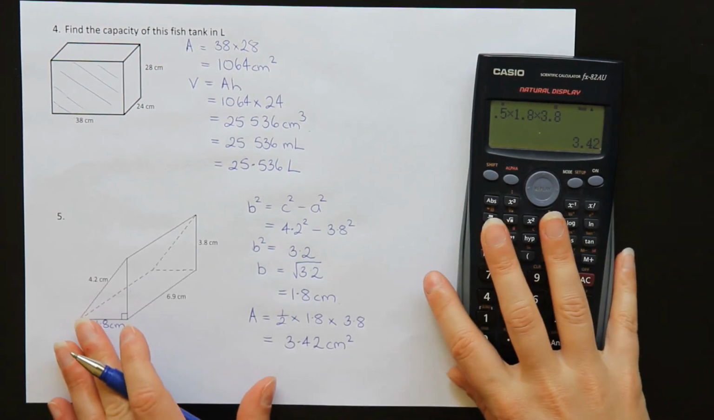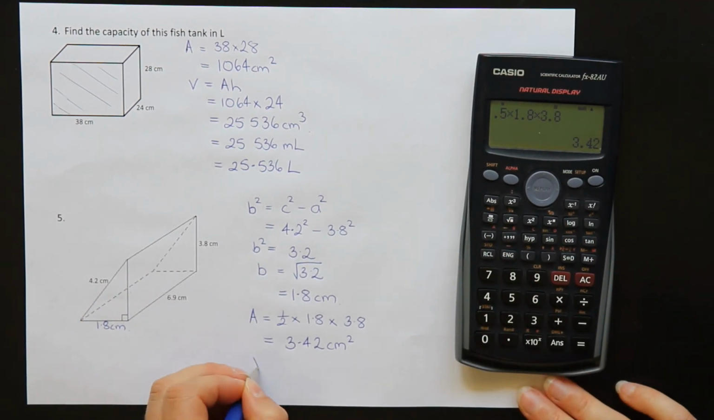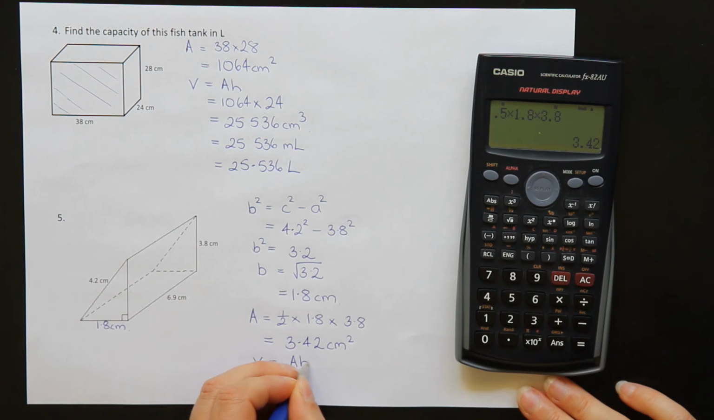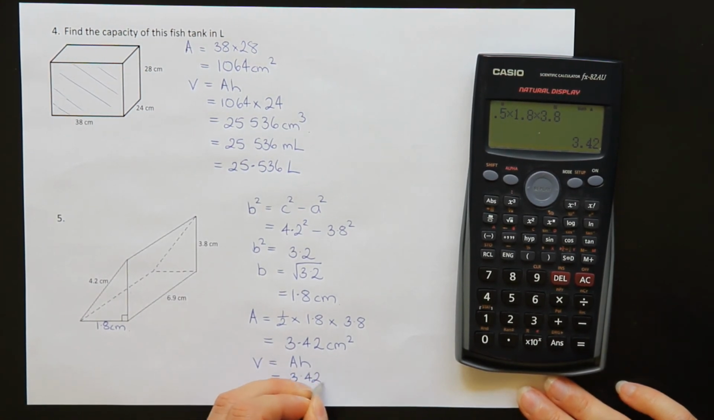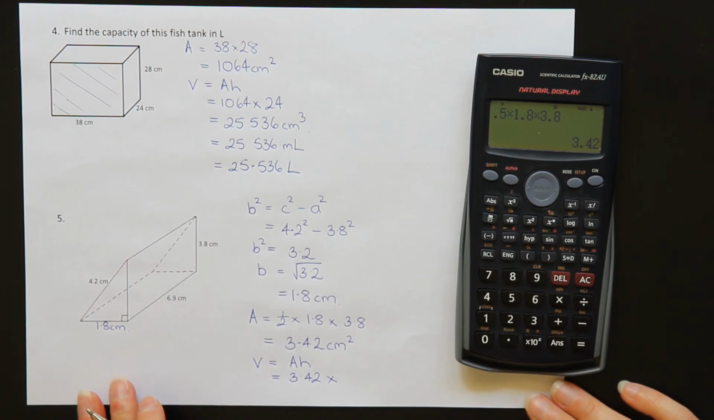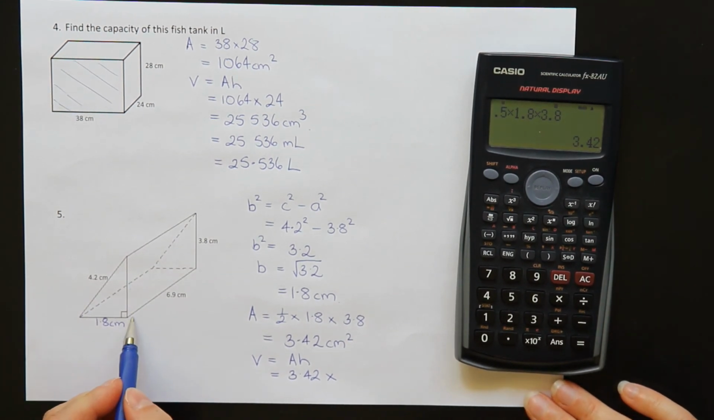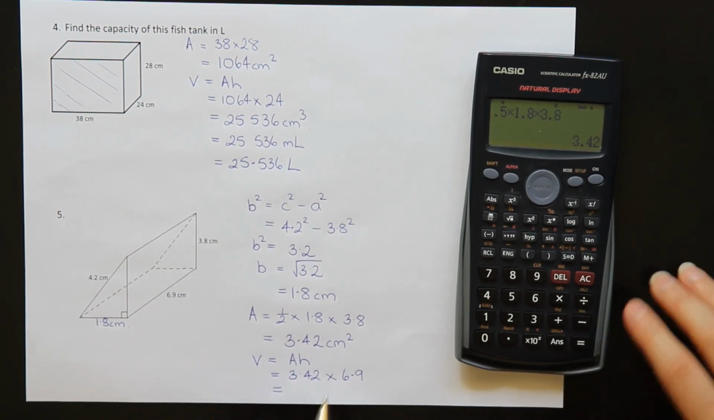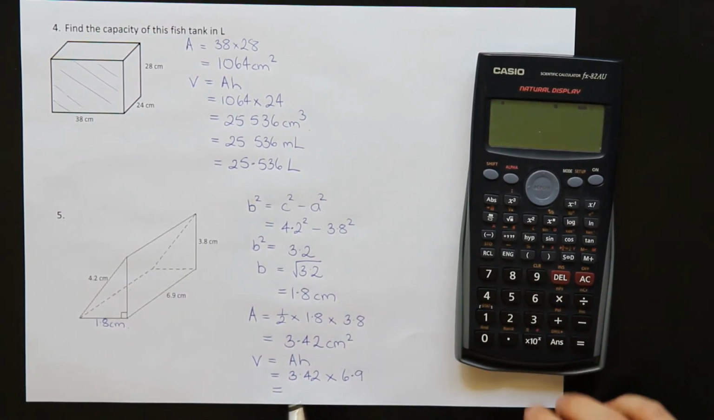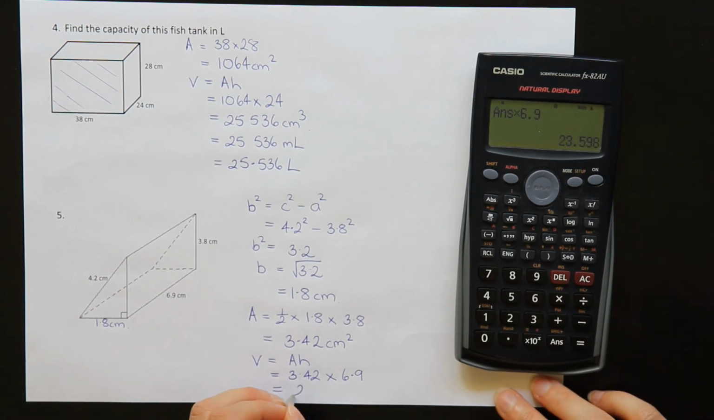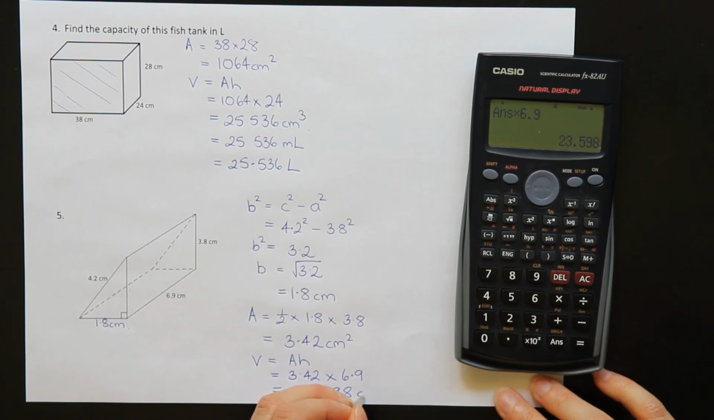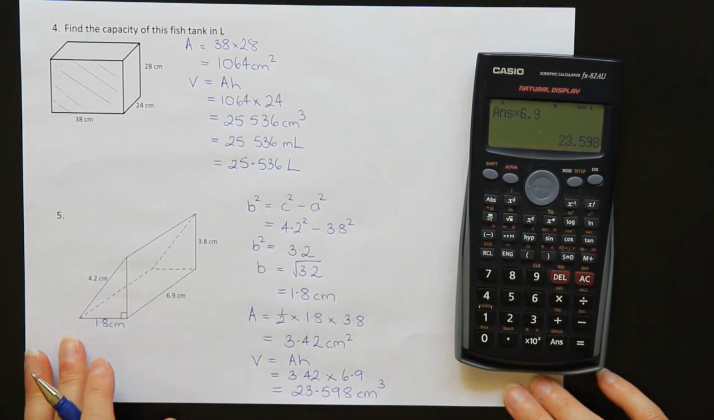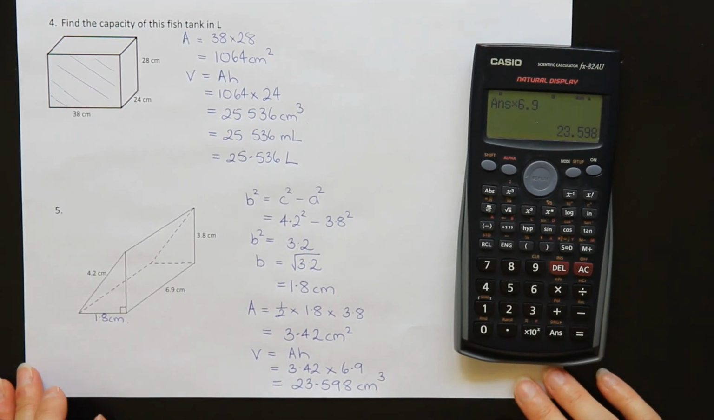Then finally, to find the volume, volume is equal to AH. The area is 3.42. I just need to times that by the height, or the distance going back from the area, which is 6.9. So times by 6.9 equals 23.598 centimetres cubed. There it is.